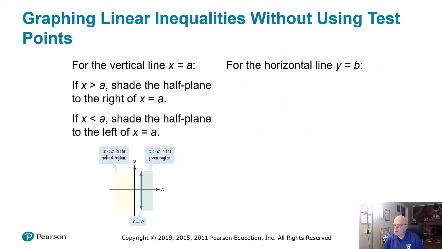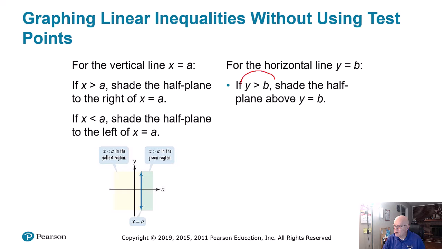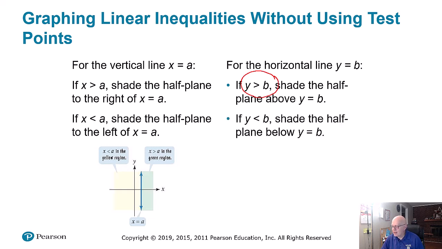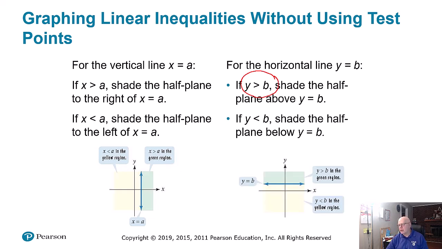All right, for the horizontal line, y equals b, you have a horizontal line, and you shade either above it or below it. But because it's greater than, you're going to shade above it. Above, greater than. That makes sense, right? If it's less than b, you're going to shade the half plane below y equals b. And there's a picture. This for greater than b, right here in the green. Less than b, here in the yellow.